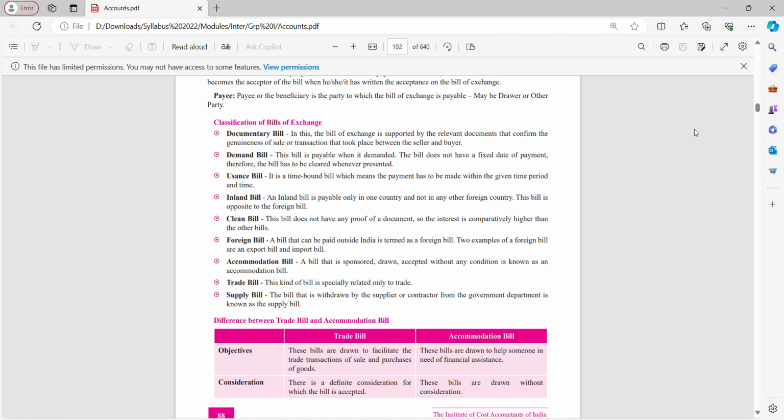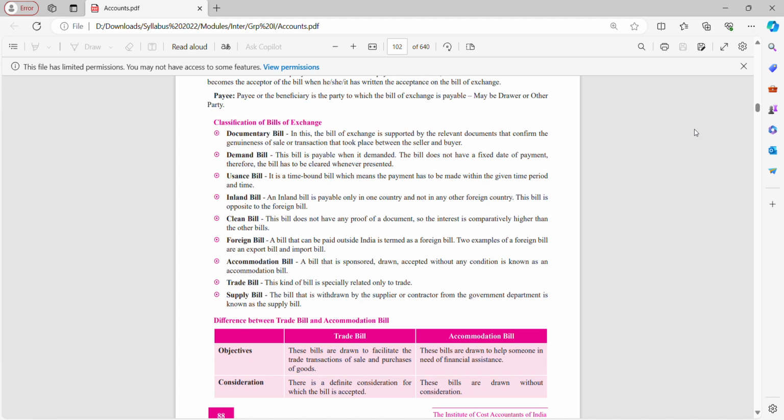Inland bill. An inland bill is payable only in one country and not in any foreign country. That is domestic bill. This bill is opposite to foreign bill. Clean bill. This bill does not have any proof of document, so the interest is comparatively higher than the other bills. Then we have foreign bill. A bill that can be paid outside India is termed as foreign bill. Two examples of foreign bill are an export bill and import bill.